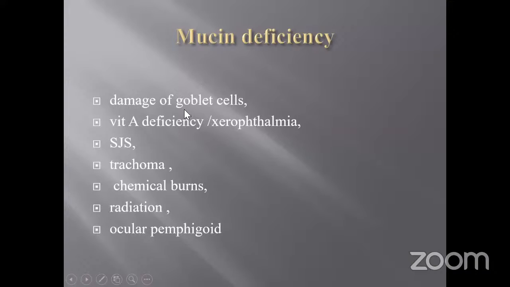The damage to goblet cells may be seen in all these conditions: vitamin A deficiency, where the term is xerophthalmia, then Stevens-Johnson syndrome, trachoma, chemical burns, radiation, ocular pemphigoid. In all these conditions, we have mucin deficiencies also.